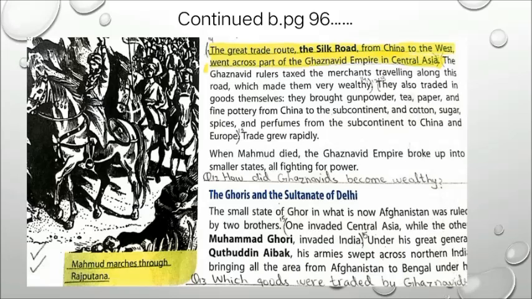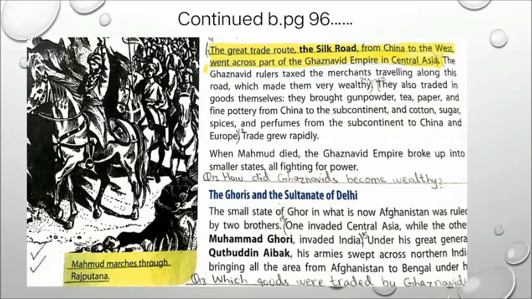did, they began to tax merchants, because this area was acting as a bridge for the traders to move from the Silk Road to the rest of the world, especially to the subcontinent and Europe. So they were bound to pay tax to Ghaznavid rulers. In this way, Ghaznavid rulers became more wealthy. They also traded in goods themselves. They brought gunpowder, tea, paper, and fine pottery from China to the subcontinent, and cotton, sugar, spices, and perfumes from the subcontinent to China and Europe.